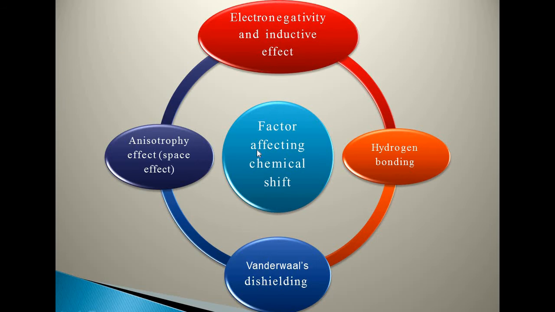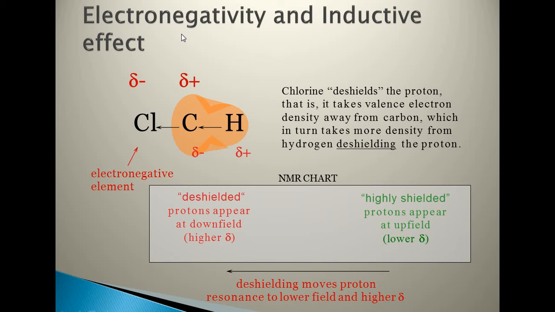So the main topic is factors affecting the chemical shift. So these are the 4 main factors that are going to affect the chemical shift. First is the electronegativity and inductive effect, then hydrogen bonding, van der Waals shielding, and anisotropic effect. Anisotropic effect and van der Waals shielding were also covered in the previous lecture, so you can go through that video also. So first we start with the electronegativity and inductive effect.